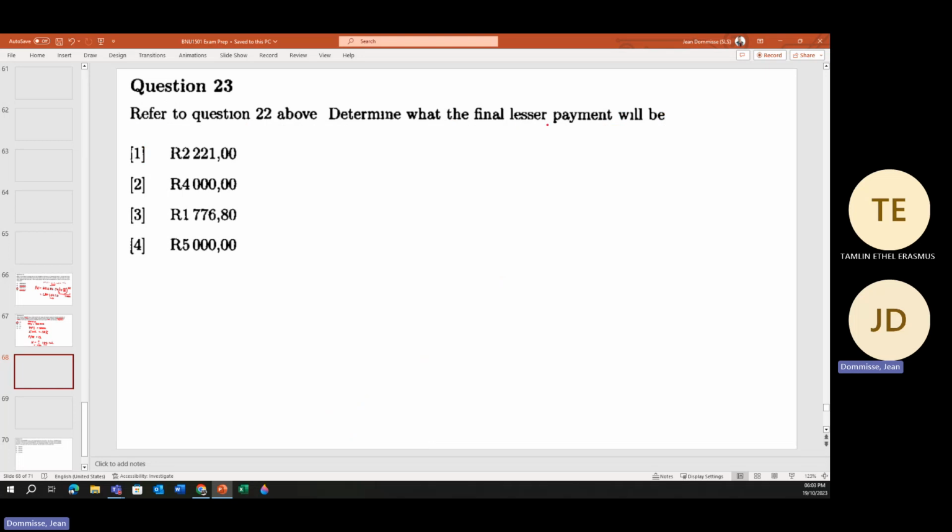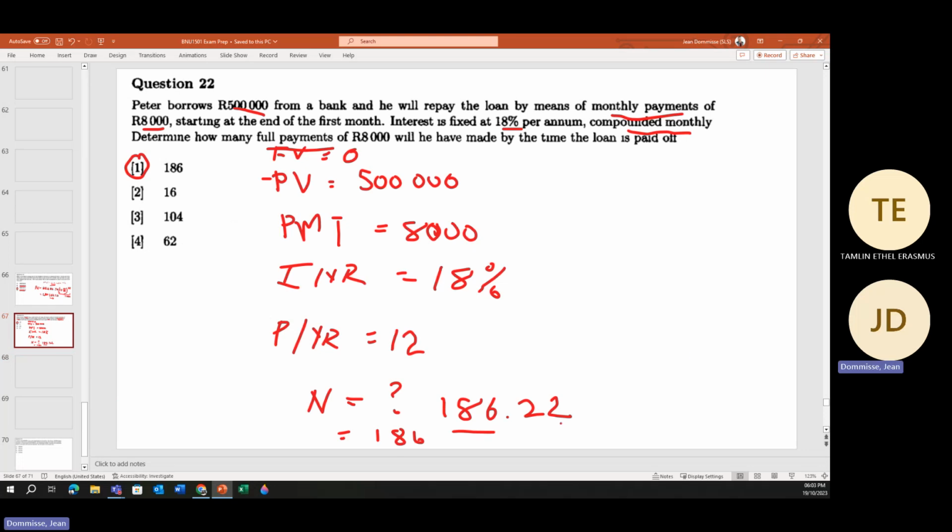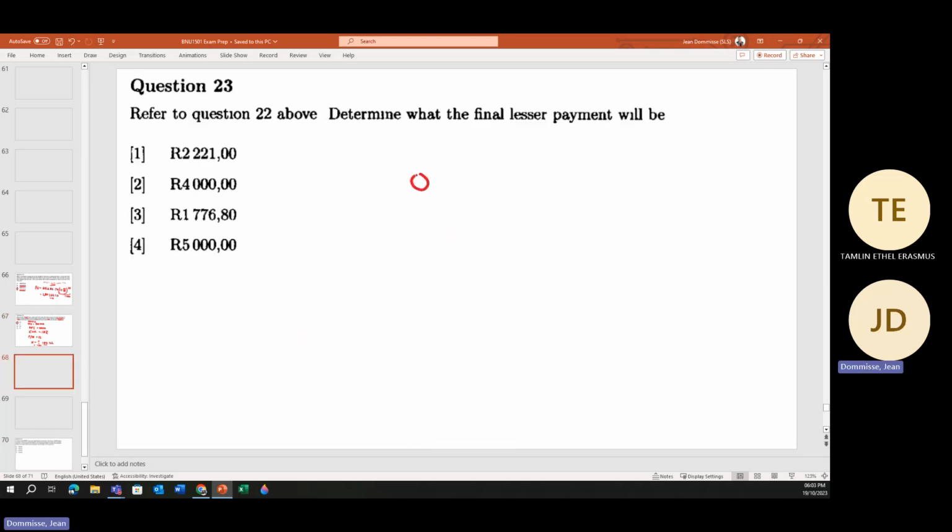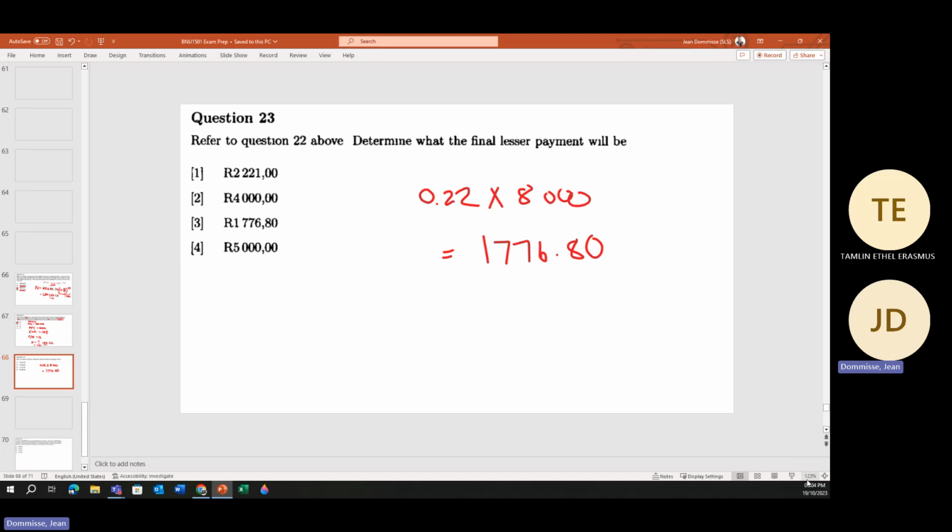Determine what the final lesser payment will be. Okay, so we now know that it is 0.22 of a month. So I would have just said 0.22 times 8,000. That would have been 1776.80. So that is what I would have done.